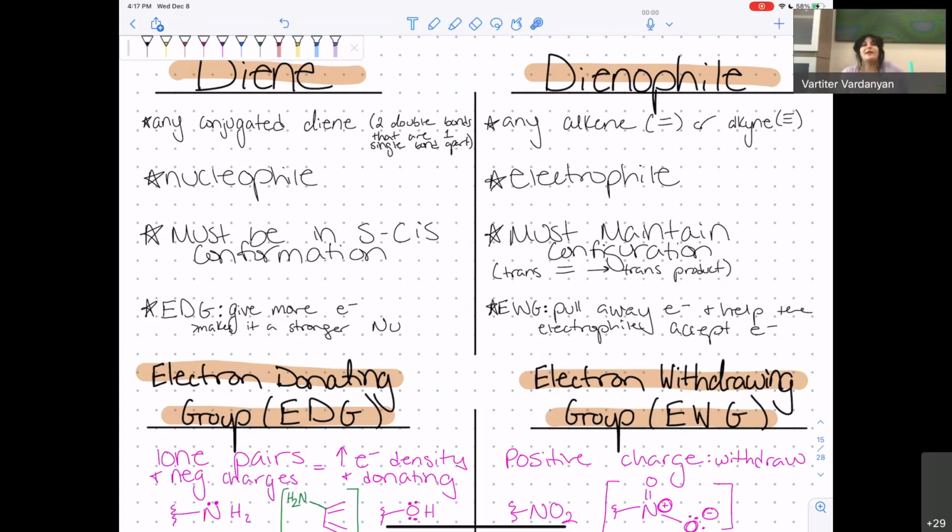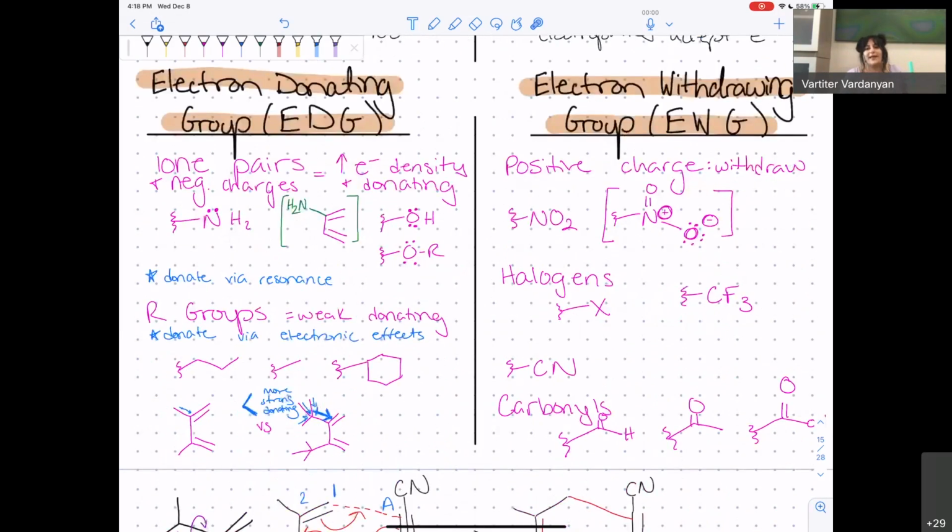And it likes to have electron withdrawing groups. Now, I hope by this point, after chapters 14 and 15, we have a good understanding of what electron withdrawing and donating groups are. But just in case, let's go back and talk about that. Electron donating groups have lone pairs, a lot of electron density, negative charges, or R groups, and these donate via resonance or induction or electronic effects. Electron withdrawing groups have positive charges, halogens, and carbonyls, big bulky groups, things like that.